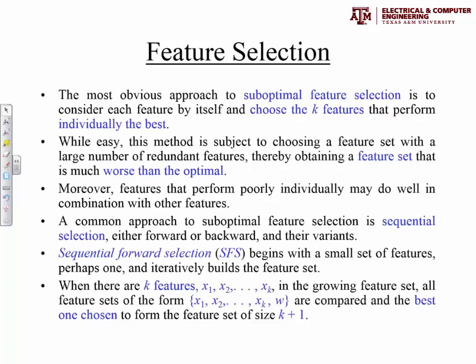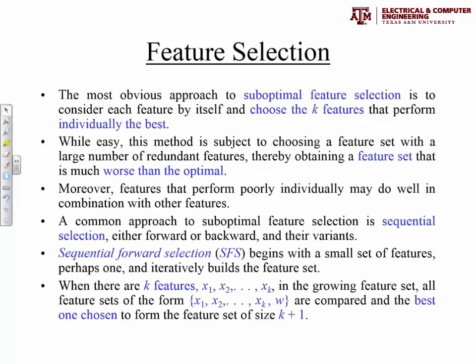So a common approach to suboptimal feature selection is what is called sequential selection. So you don't do one at a time, instead you do it sequentially, either forward or backward and their variants. So sequential forward selection will begin with a small set of features, maybe one. Then you will add one more feature to it to see if you can do better. And you'll iteratively build the feature set.